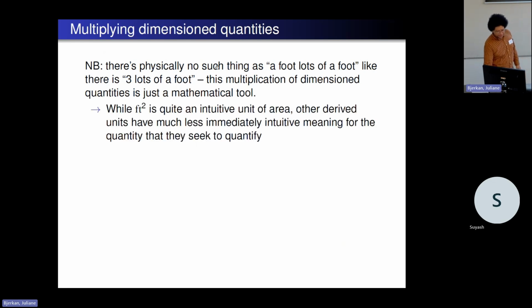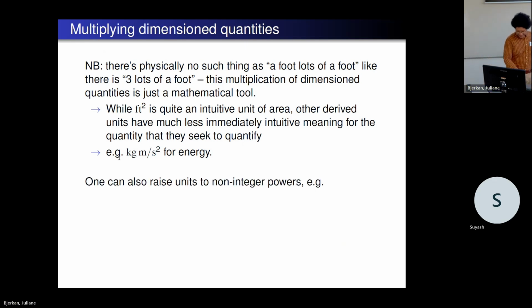And while square feet is quite an intuitive unit of area, other derived units, in other words, units formed from multiplying other units together, have a much less immediately intuitive meaning for the quantity they seek to quantify. For example, energy is measured in kilograms meters per second squared. But the physical meaning of a kilogram meter per second squared is not immediately intuitive.